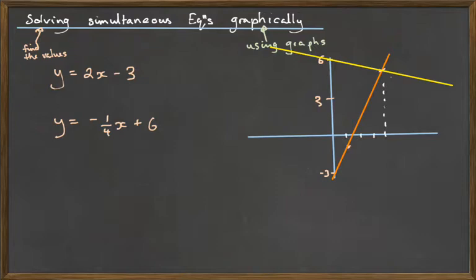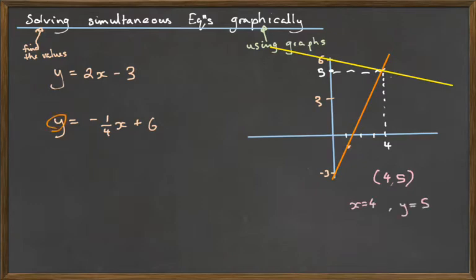Okay. So, solving these simultaneous equations graphically, well, that's just where they cross. So when the x and y values are the same, that is the place where they intersect. Okay? It's the point of intersection. Okay? This point is the point 4, 5. So when x is 4 and y is 5.